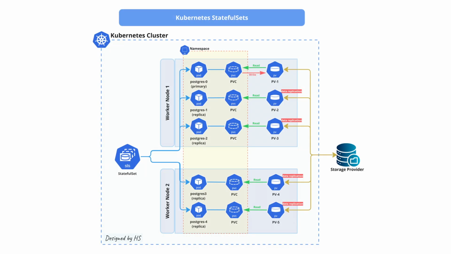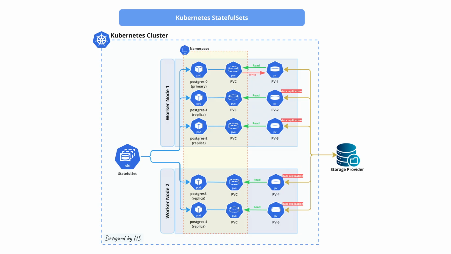StatefulSets are closely tied to Container Storage Interface and to persistent storage. Can you explain the key pieces that people need to understand? It all comes down to the volumeClaimTemplates field. Instead of referencing a single shared PVC, each pod in a StatefulSet gets its own individual PVC created automatically from that template. So the naming is completely deterministic. We have data-postgres-0, data-postgres-1, data-postgres-2, and so on.